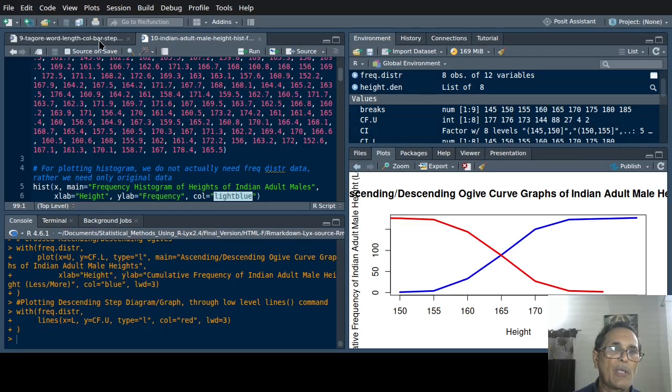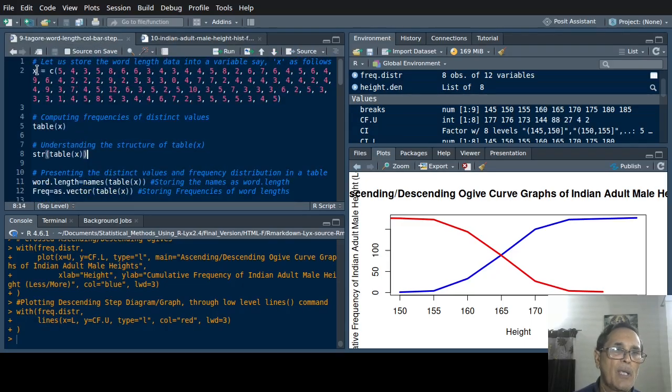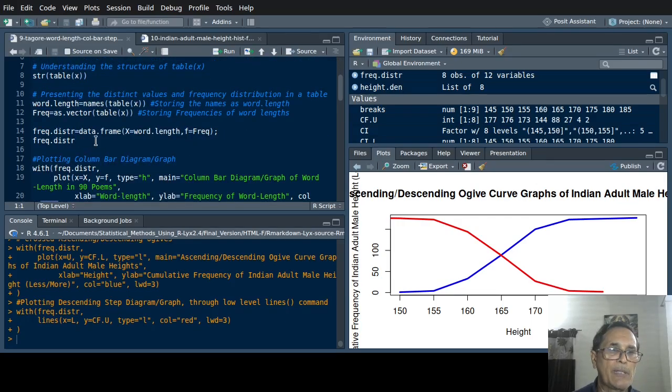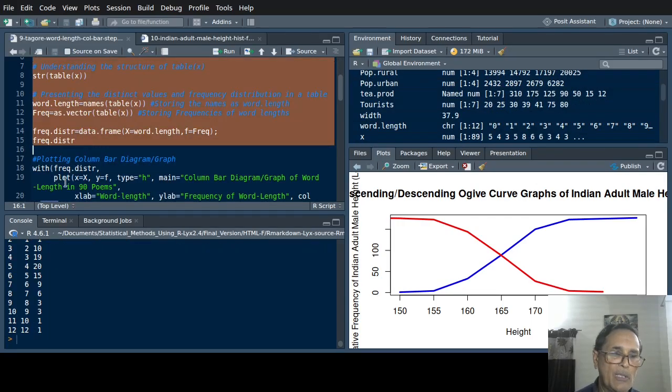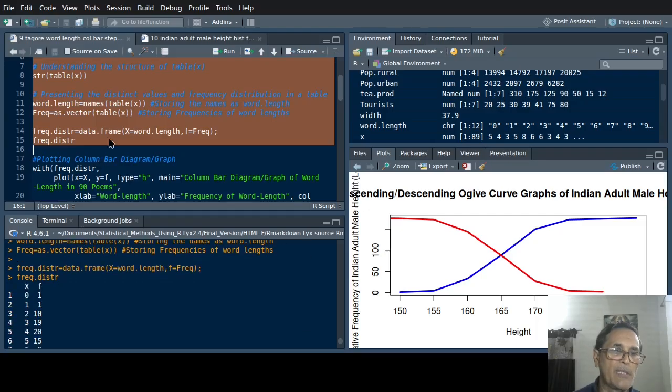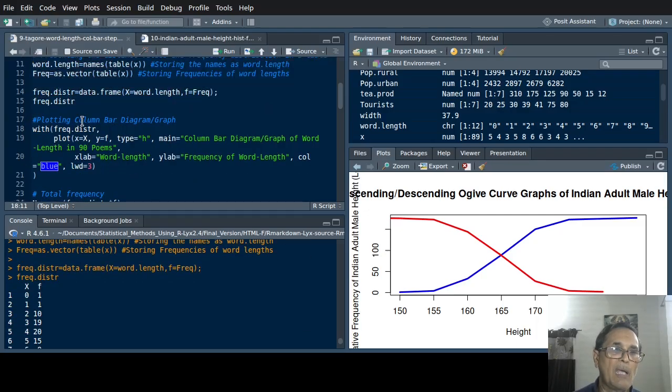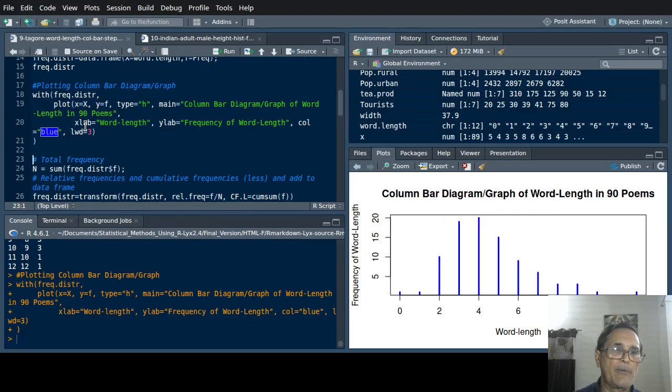You see, in this computation part, what we have done so far is we have created this frequency distribution, which I have discussed there. Then I am just creating this column bar diagram. Okay, let us come back to our presentation.